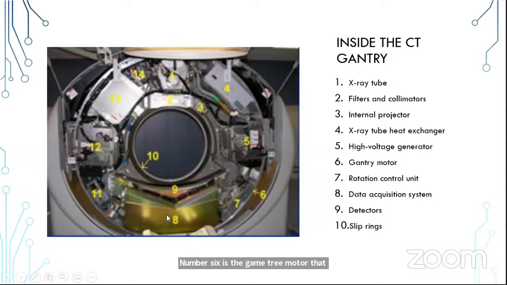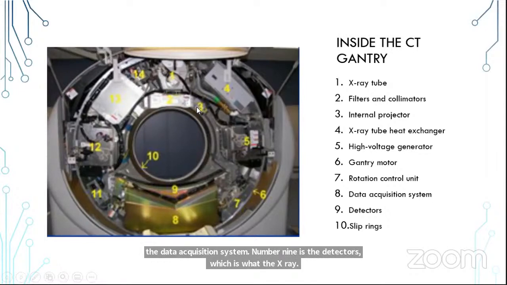So this thing spins, and I mean fast. Number 7 is the rotation control unit. Number 8 is the data acquisition system. Number 9 is the detectors, which is what the X-ray beams will hit. And then number 10, so this circle right here is the slip rings.